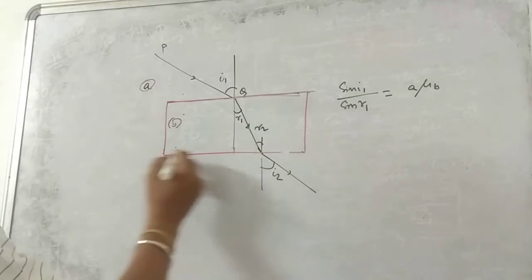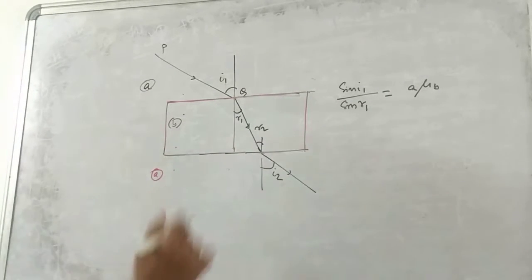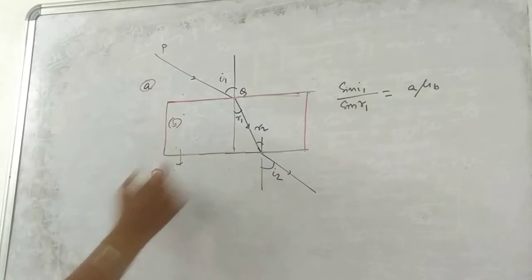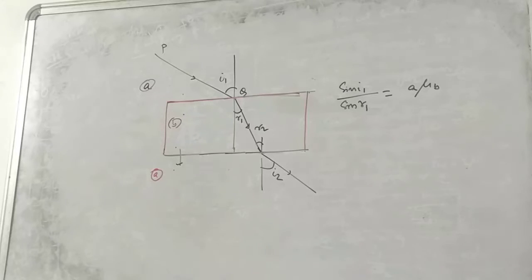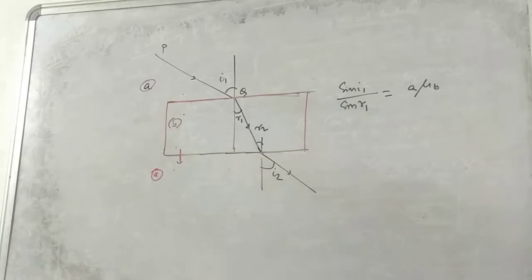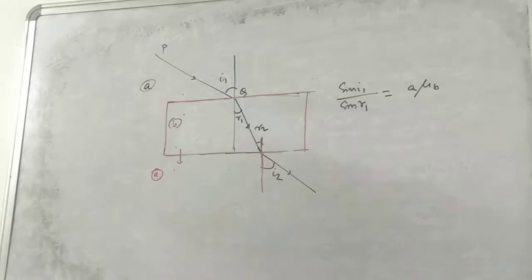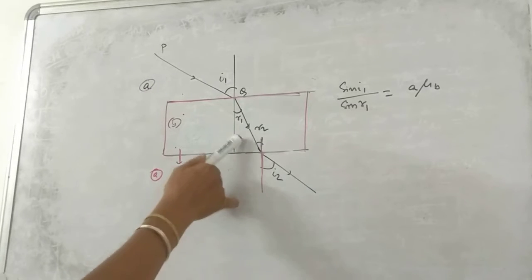Again, at this surface of separation, this is between B and A. So when light goes from B to A, refraction happens. At that point, light from B refracts into A.